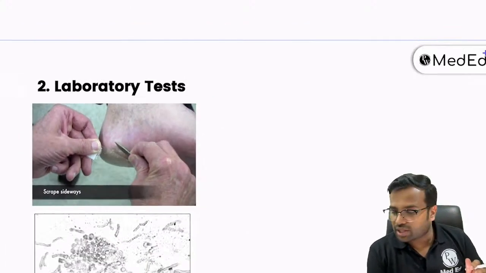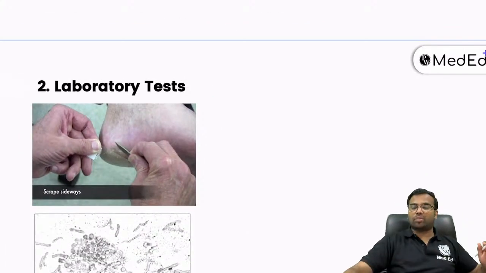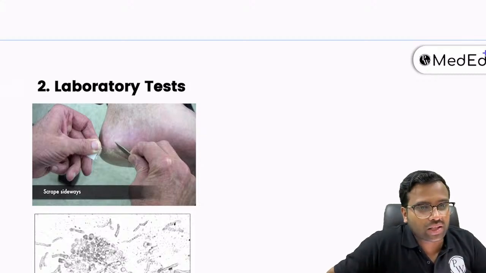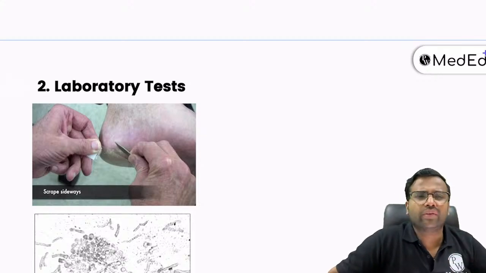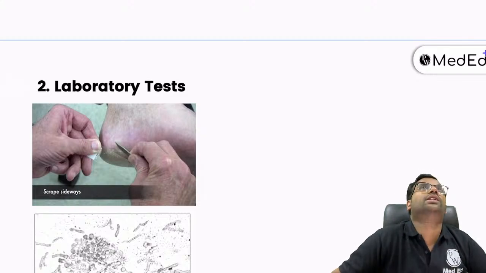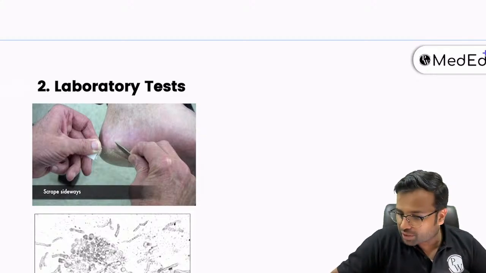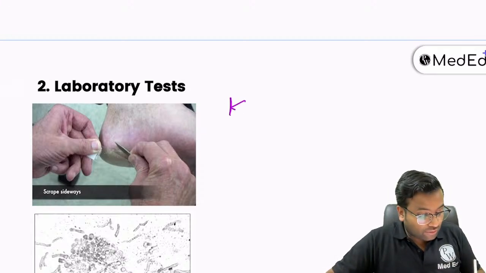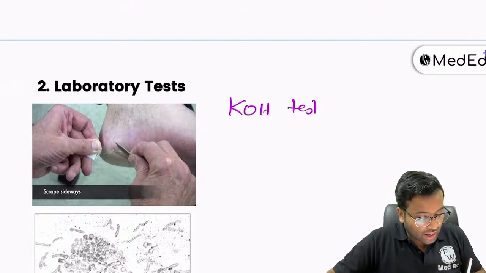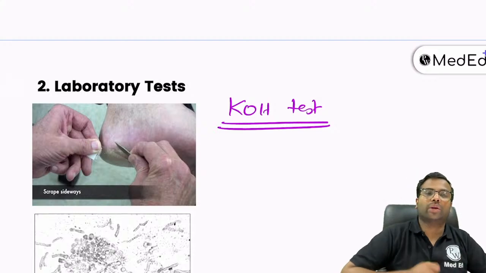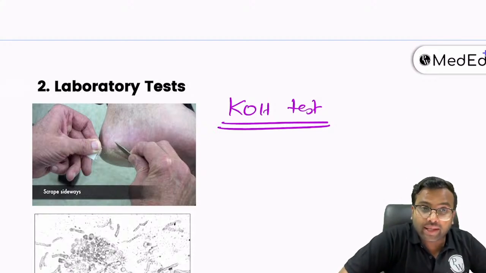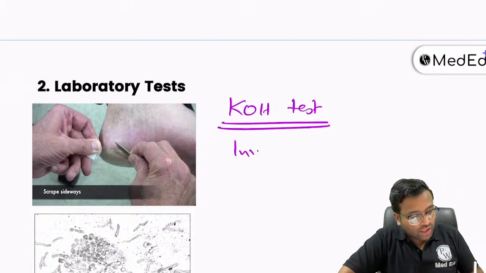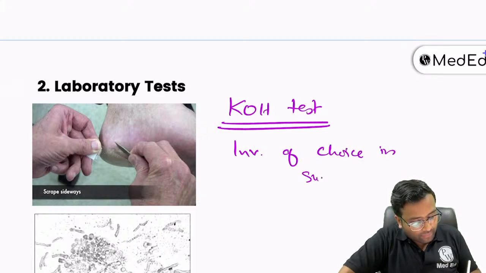Now what is this investigation called? Can anybody tell me in the chat box which investigation this is, which we do very, very commonly, especially when we are suspecting a fungal infection? So anyone in the chat box, please? So yes, this one is called the KOH test. Okay? That is the potassium hydroxide test. This is an investigation of choice in suspected fungal infections.